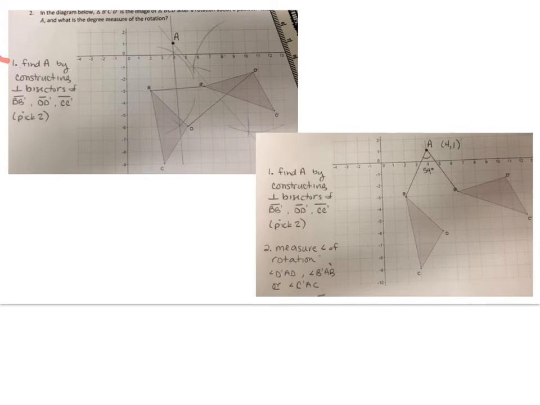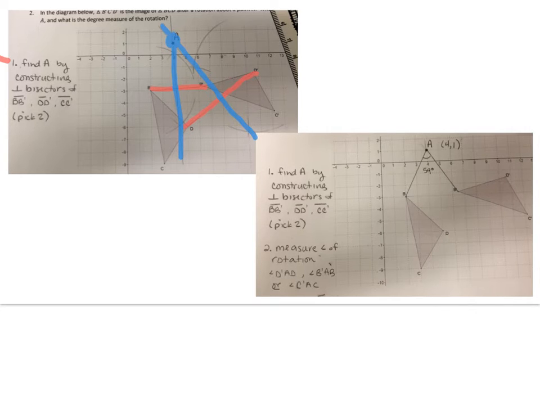First, you can find A by constructing perpendicular bisectors of segment B, B prime, segment D, D prime, or segment C, C prime. Pick any two, doesn't matter which ones. I drew D, D prime, and B, B prime. I found the perpendicular bisectors, and they met at A.